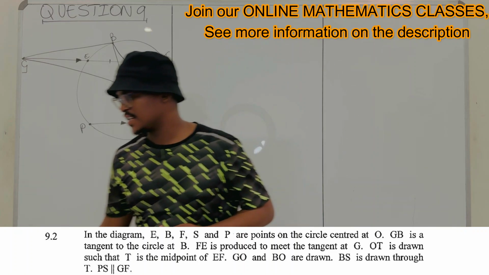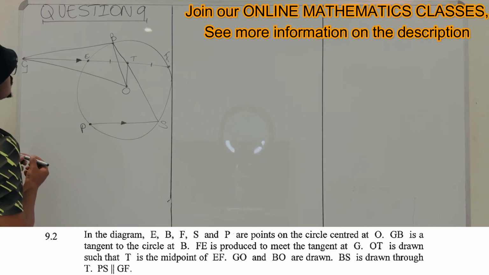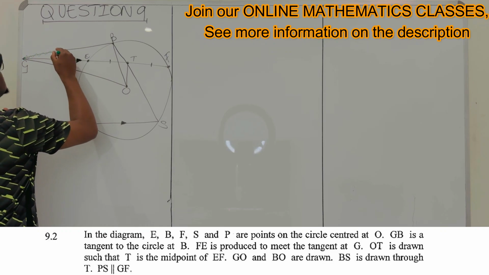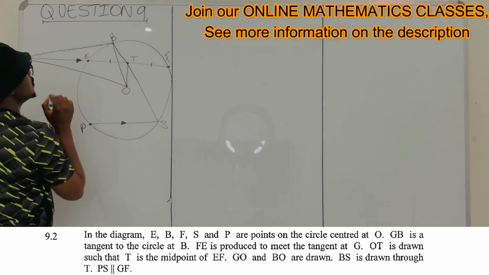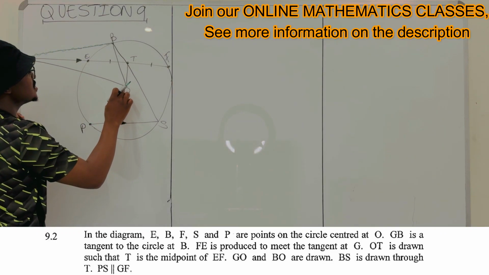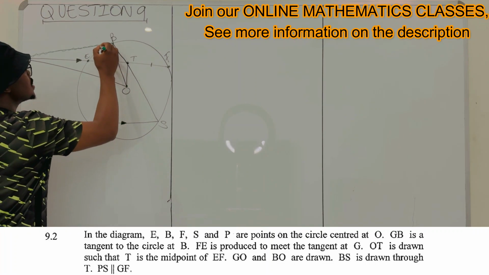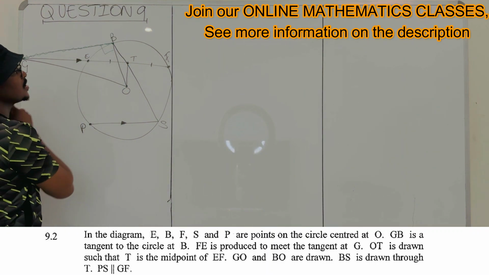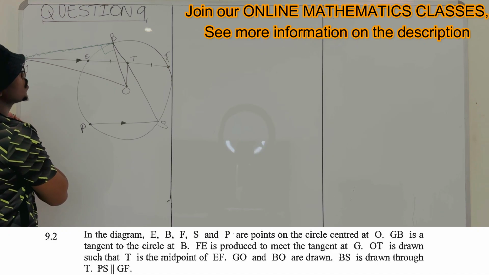Now, before I even start, there are a few things that are obvious. So, this is a tangent over here. GB is a tangent. So, OB is a radius. You know that a radius is perpendicular to a tangent. So, that should be 90 degrees over there. No problem. What else can you say?